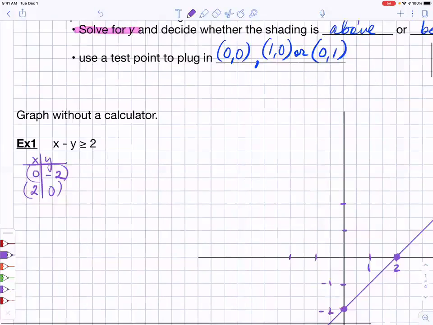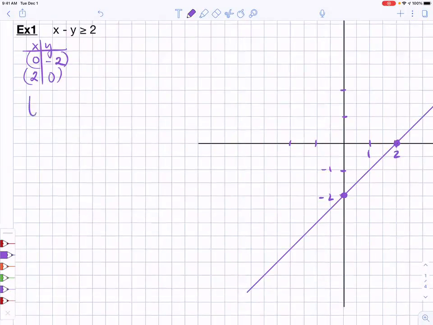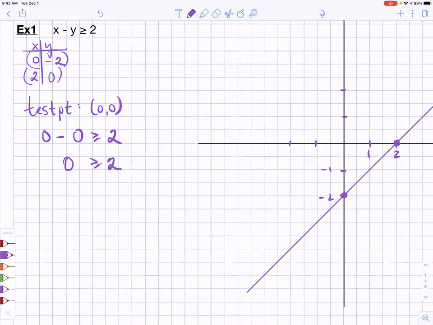So let's use 0, 0 for a test point, and let's talk about how we run that. All right, so I'm going to put here test point 0, 0, and let's plug in our test point. 0 goes in for x, minus 0 goes in for y, and then our inequality says greater than or equal to 2. We do the math and we say 0 is greater than or equal to 2. And the question I have for you is, is that a true statement or a false statement? It's a false statement. 0 is not greater than 2.